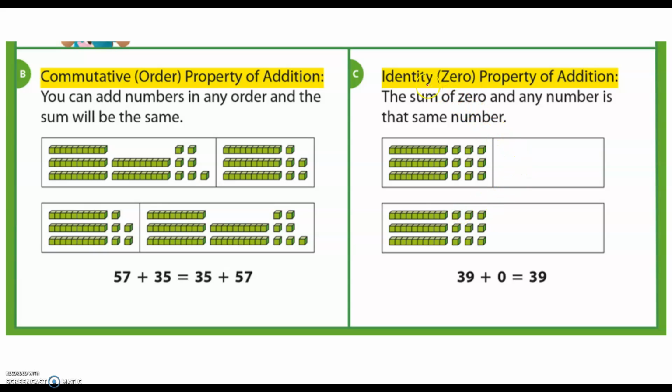And then, of course, the identity property of addition, or the zero property. That tells us the sum of 0 and any number is the same as that number. So that addend being added to 0 is going to be my sum. So we know that we're adding nothing. So think of identity. That addend keeps its identity.